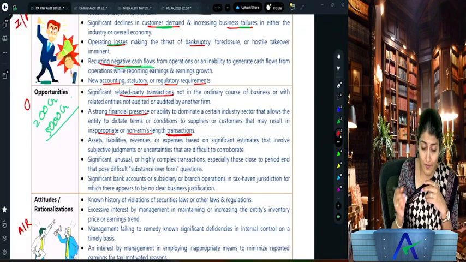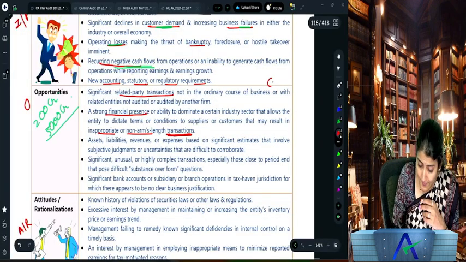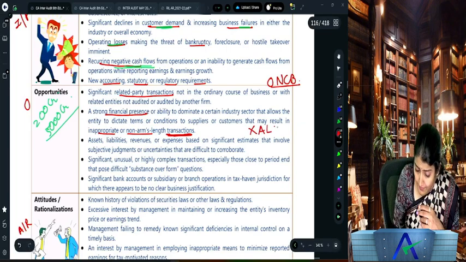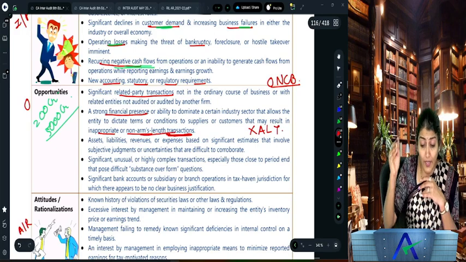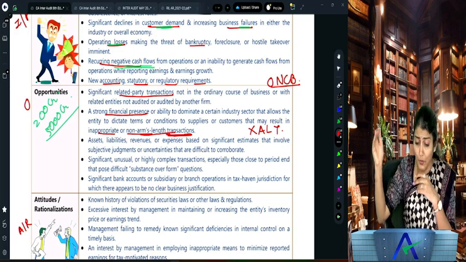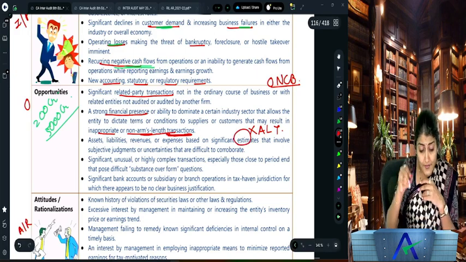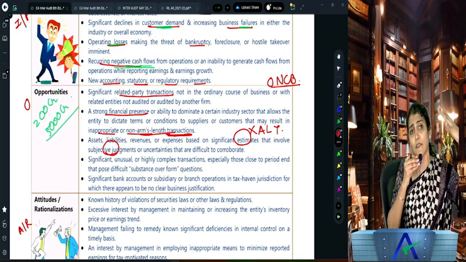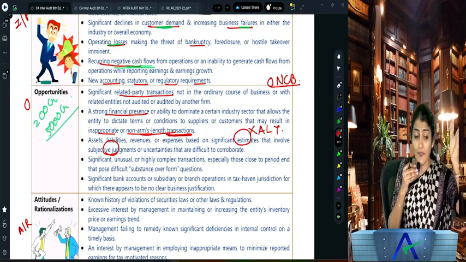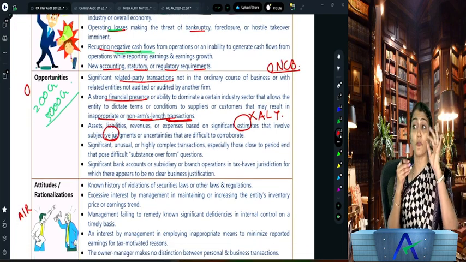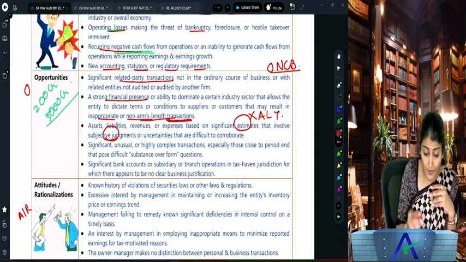So one, what does it say? The transaction is ONCB, outside the normal course of the business. Second, what does it say? It is not an ALT, not an arm's length transaction. Then what does it say? Asset, liability, revenue, expense are based on the estimates that involve subjective judgment. Okay, whether we will win the case or lose the case, subjective judgment. Right, so easily they can do a fraud in the accounting.